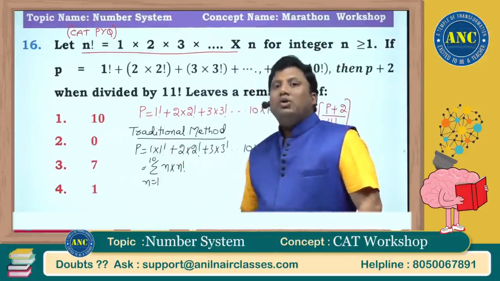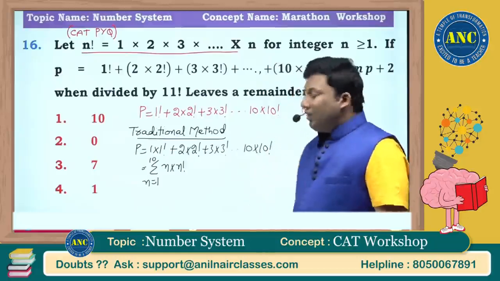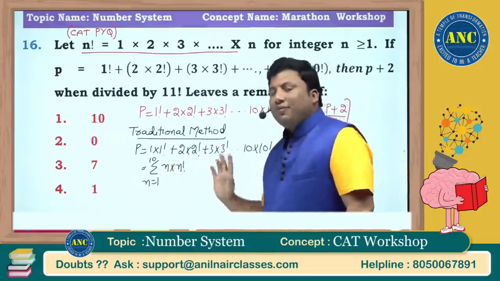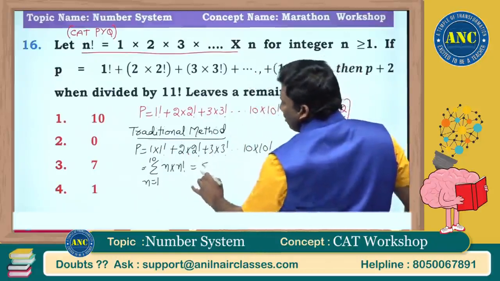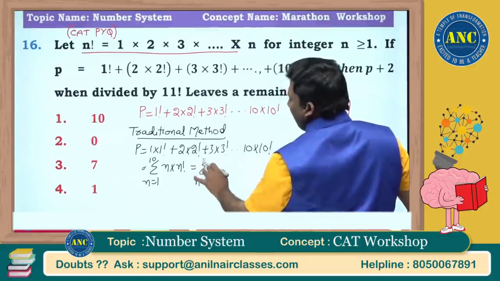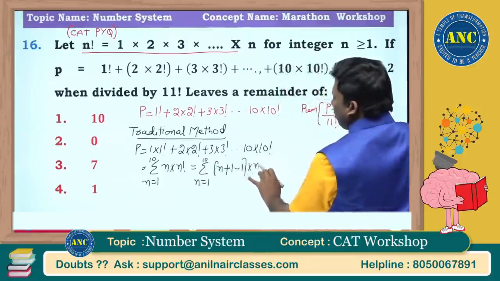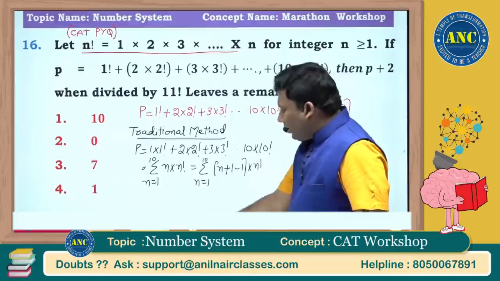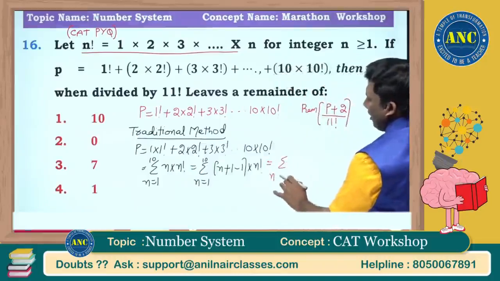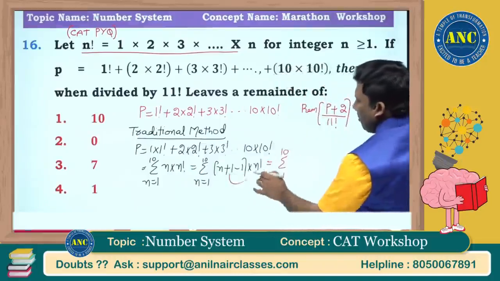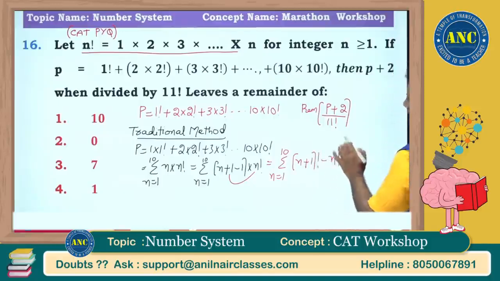First term is 1 into 1 factorial, second term 2 into 2 factorial, 10th term 10 into 10 factorial. So it is n into n factorial, with n from 1 to 10. I hope it is clear. So this can be written as summation n equals 1 to 10 of n into n factorial. n can be written as (n plus 1 minus 1), into n factorial. The plus 1 minus 1 does not cancel, but this is equivalent to summation n equals 1 to 10 of (n plus 1) into n factorial, which is (n plus 1) factorial minus n factorial.